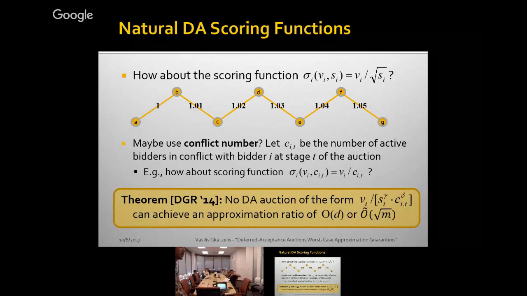So our first result is that there are no deferred acceptance auctions of the form value divided by size to any power times number of conflicts to any power that can achieve the desired approximations. So nothing in that simple form, even if we add conflicts. This is a large family of scoring functions that one could try. We have lower bounds showing it would do worse. It wouldn't achieve those bounds.